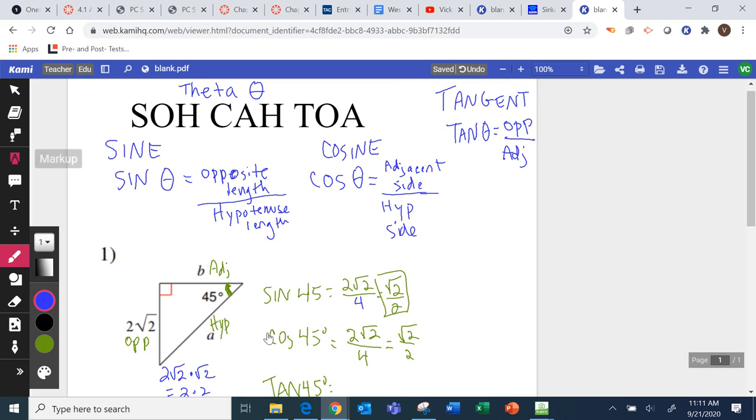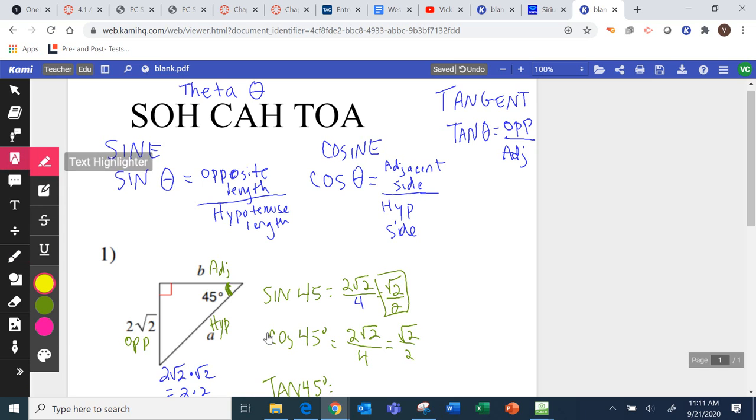If you do not remember SOHCAHTOA at all from last year or the year before, sine, opposite, hypotenuse, that's the SOH. Cosine is CAH. Tangent is TOA. That's just a weird saying to help us know what sine, cosine, and tangent are.